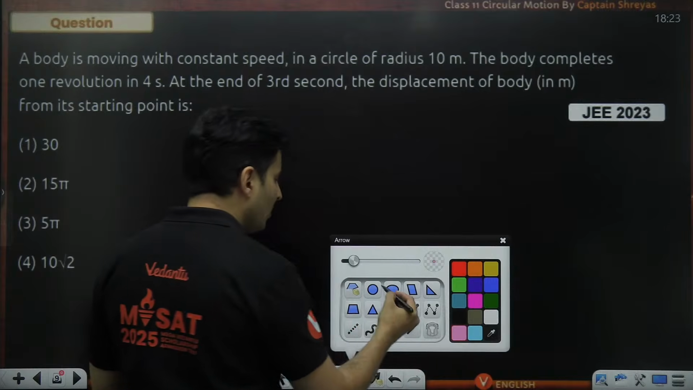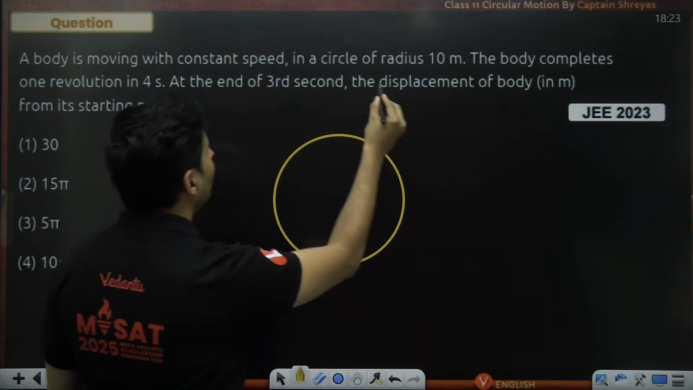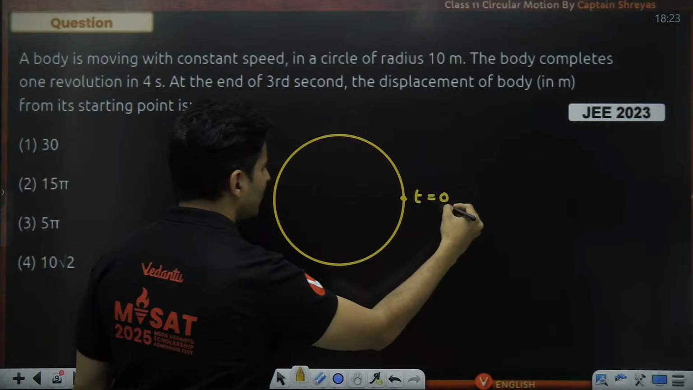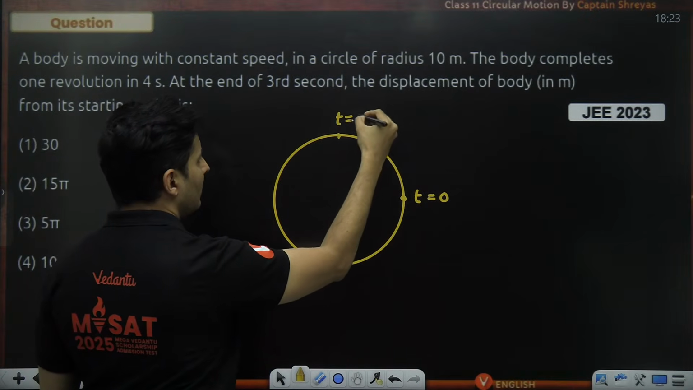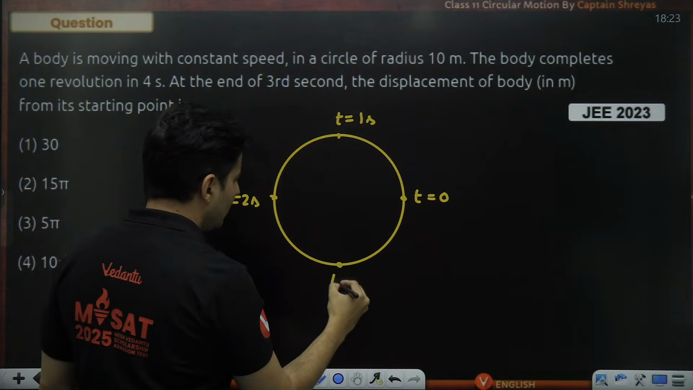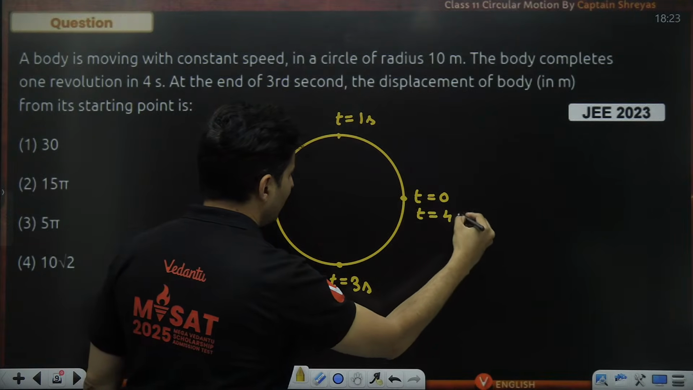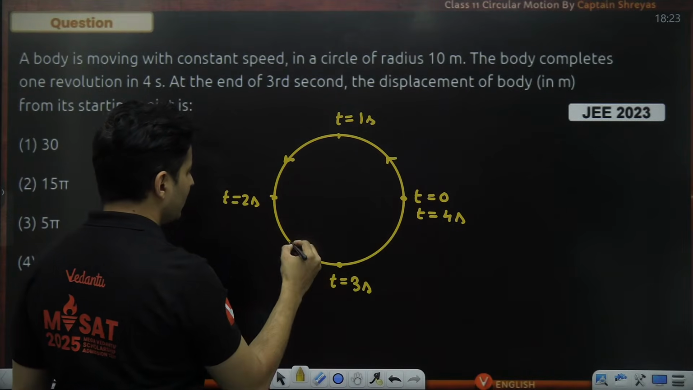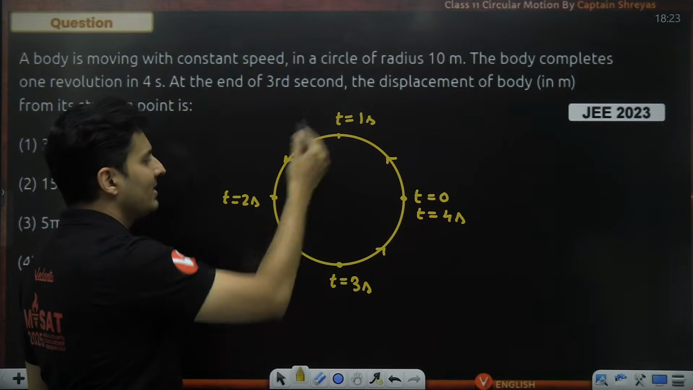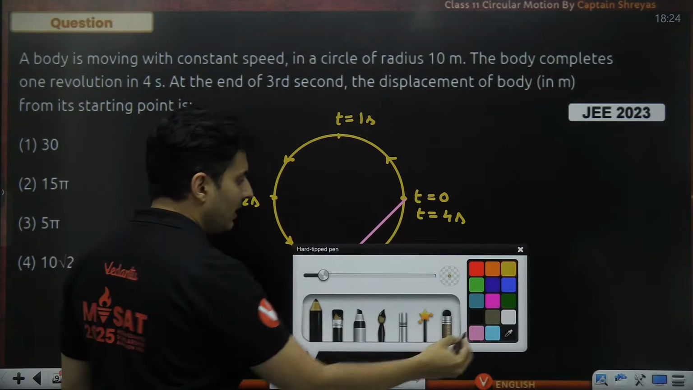Okay. So let's understand. The body completes one complete circular motion in how many seconds? 4 seconds. So if this is t is equal to 0 seconds, you divide this in quarters. Here it will be at 1 second. Here it will be at t is equal to 2 seconds. Here it will be at t is equal to 3 seconds. And again it will be back over here at t is equal to 4 seconds as it completes the circular motion. Question is, at the end of the third second, what is the displacement? Not angular, just displacement.